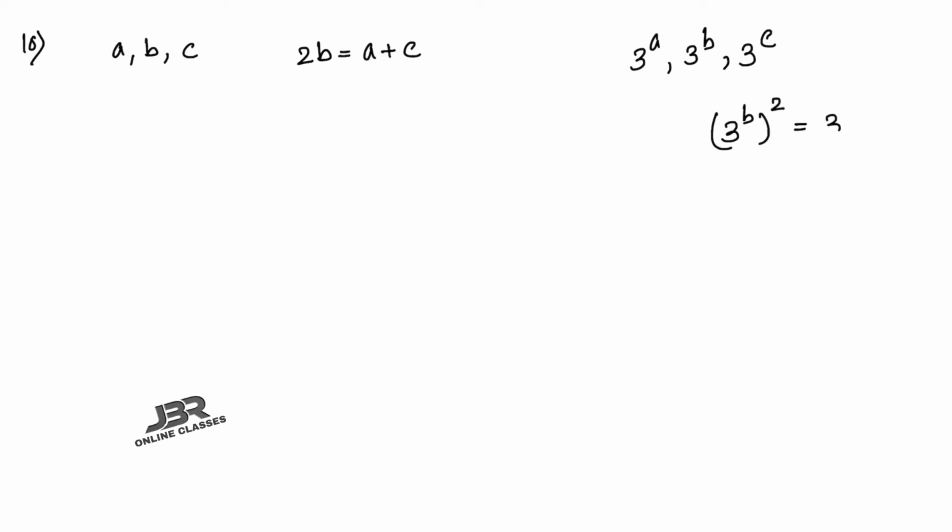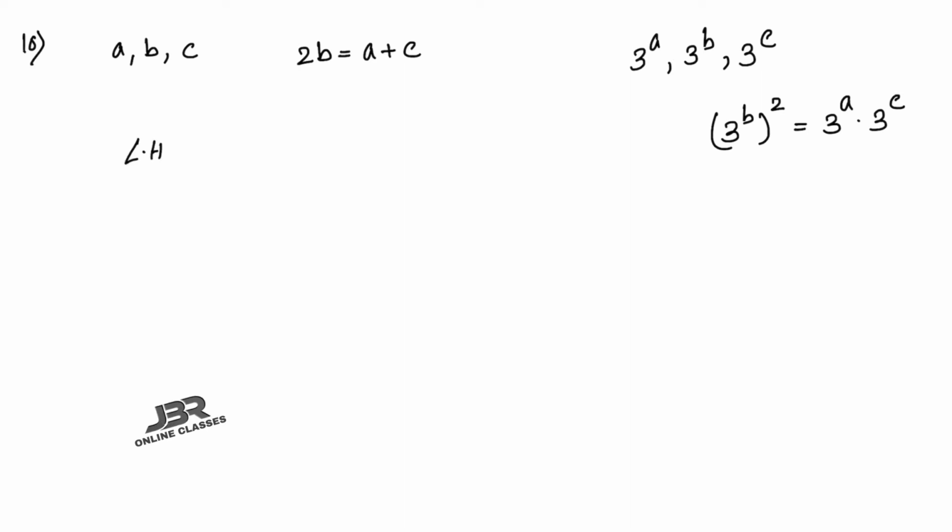Next, number 10. If A, B, C are in AP, that means 2B is equal to A plus C. That is the condition. Then show that 3 to the power A, 3 to the power B and 3 to the power C are in GP. If these three numbers are in GP, you have to show that 3 to the power B whole square is equal to 3 to the power A into C. You have to show that this one is equal to this one.